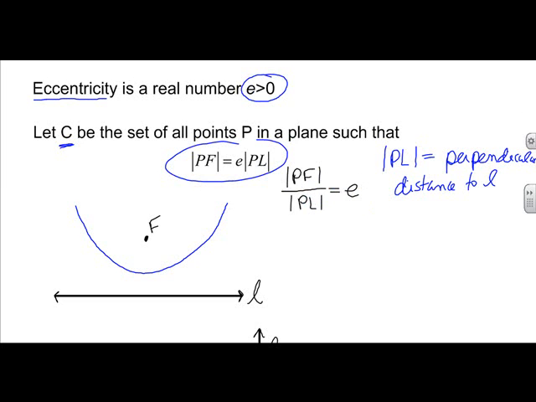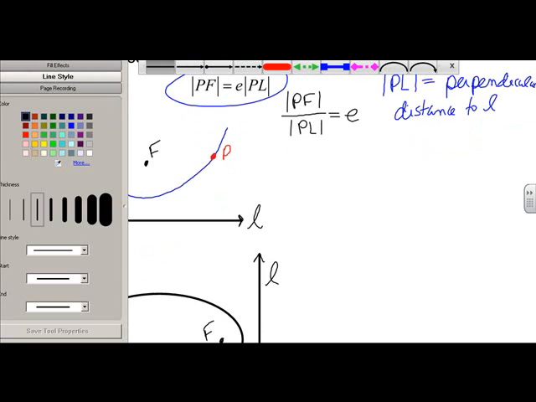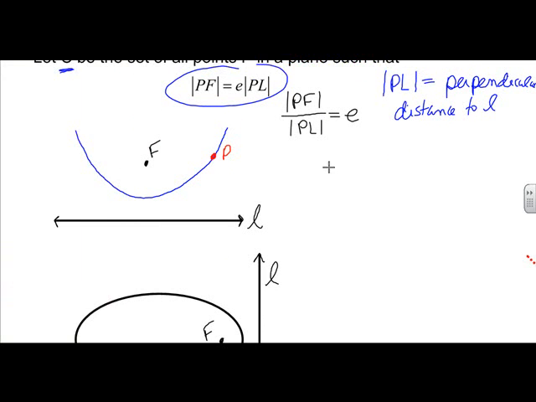Alright, so let's look at this parabola. I have a fixed point F and a fixed line L. If I pick P, some point on this curve, and measure the distance from P to F and measure the perpendicular distance from P to L, so that makes a right angle, that's going to intersect line L at point capital L.